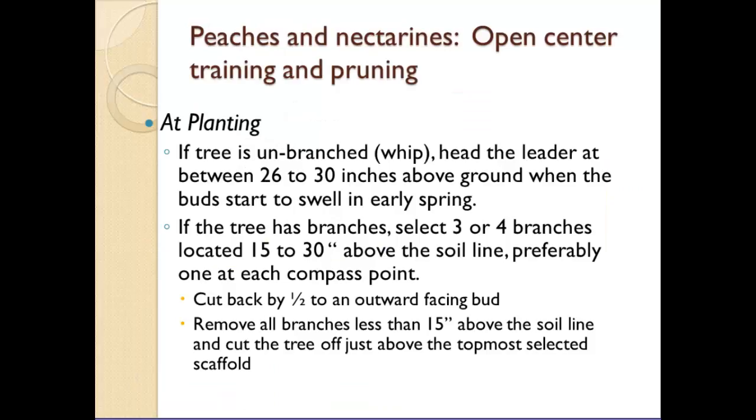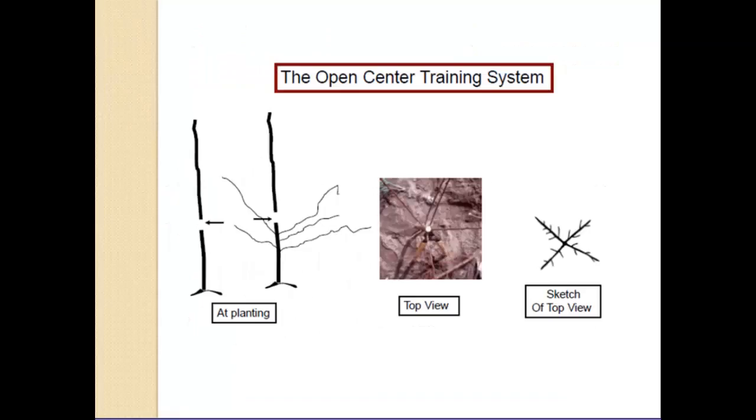Peaches and nectarines, open center, training and pruning at planting. If the tree is unbranched, head the leader around that 26 to 30 inches. Then you'll have several buds that will break, and that will cause the scaffold branches. And at that point, you're going to select those 3 or 4 branches that you want to be your scaffold branches. So it's a fairly straightforward way of creating the tree.